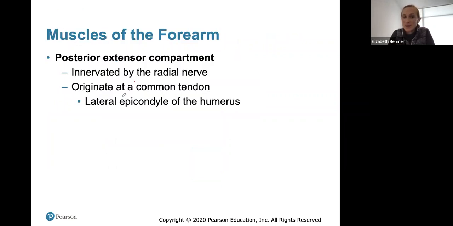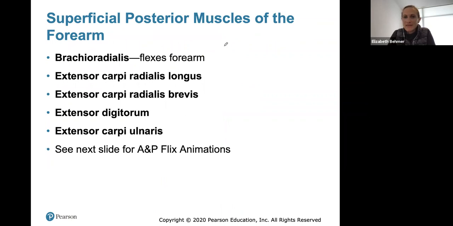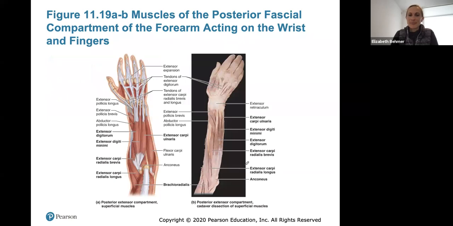Posterior extensor compartments, many are innervated by the radial nerve. They originate at a common tendon. And these are posterior muscles of the forearm. A lot of them will have the word extensor in their name because they will extend your hand, which straightens or pulls your fingers back. So here we have extensor forearm muscles.